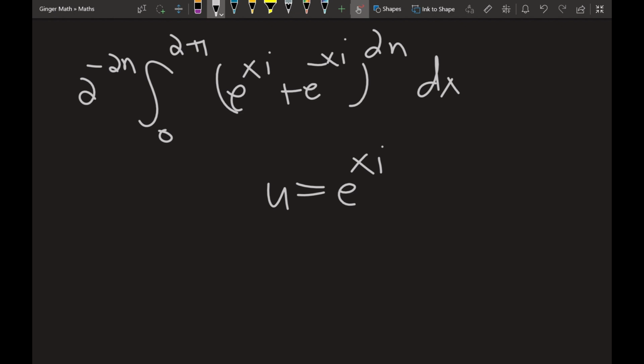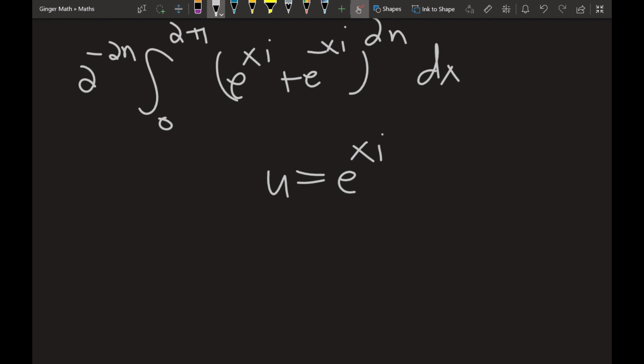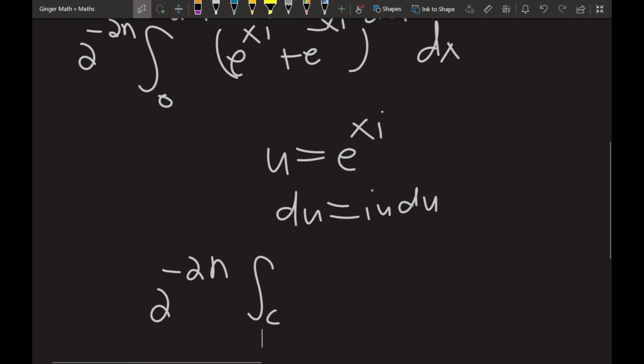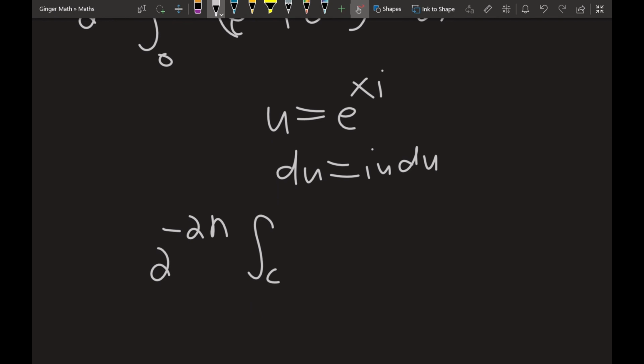But yes, so to actually do that, we do need to do this u-sub. So u equals e to the xi, meaning that du is equal to iu dx. And just to sub that in real quick, we're going to have still 2 to the negative 2n, integral over C this time. It's so fun to write that. u plus 1 over u to the 2n, and then divided by iu, du.